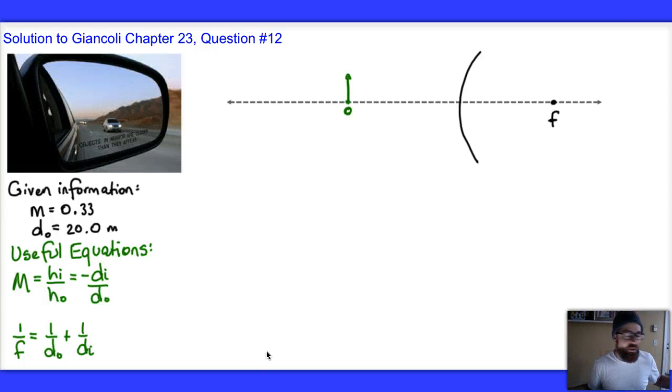This is question number 12 from chapter 23. It reads, some rearview mirrors produce images of cars behind you that are smaller than they would be if they were flat. Are the mirrors concave or convex? What is a mirror's radius of curvature if cars 20 meters away appear 1/3 or 0.33 times their normal size?